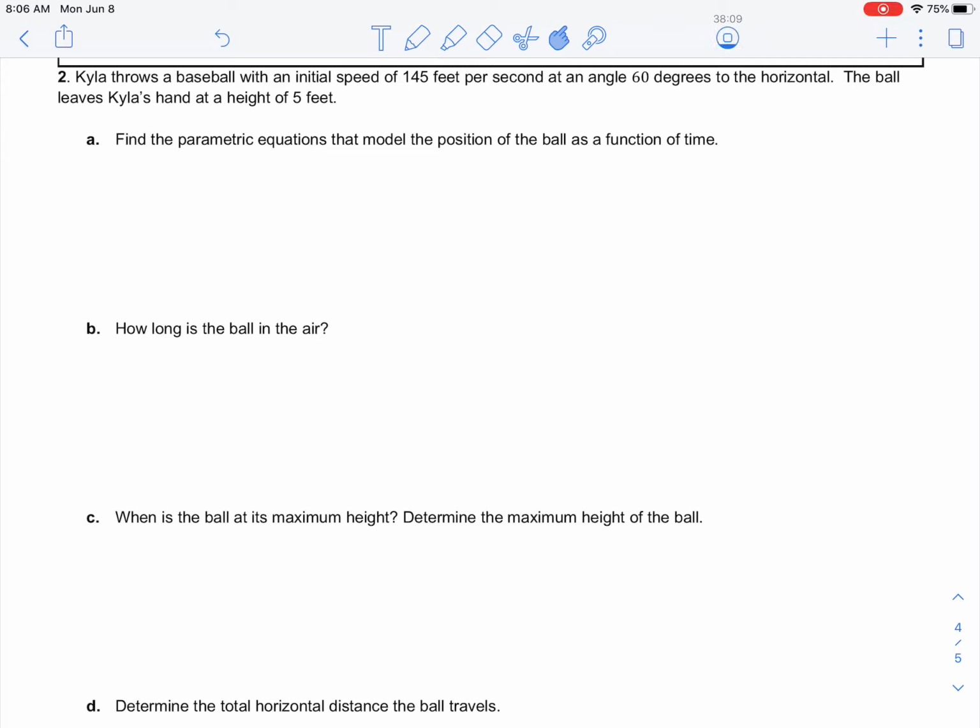This video looks at examples 2 and 3 of your parametric equations day 2 notes. These are some projectile motion examples. So the first one says that Kyla throws a baseball with an initial speed of 145 feet per second at an angle of 60 degrees to the horizontal. The ball leaves Kyla's hand at a height of 5 feet.